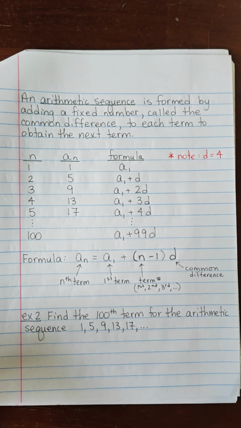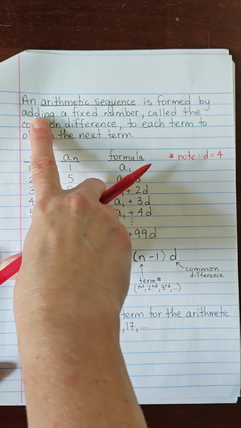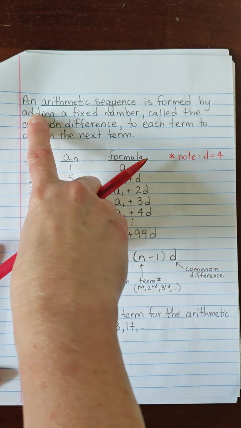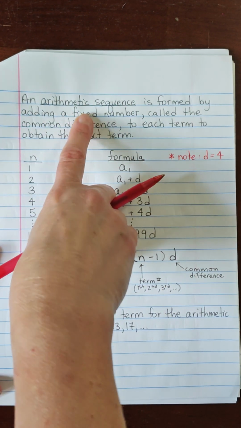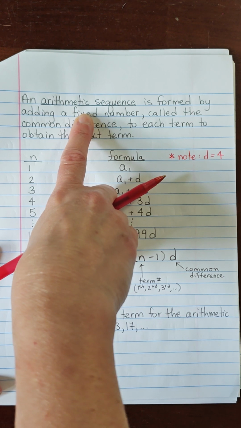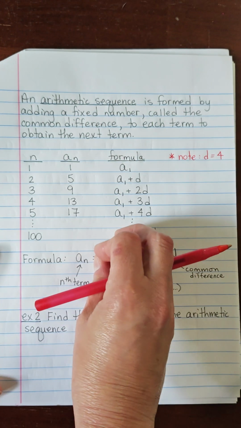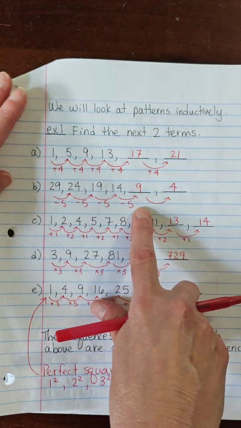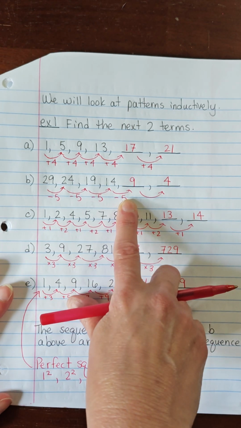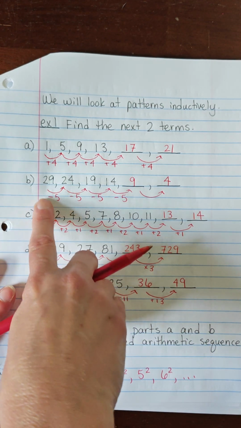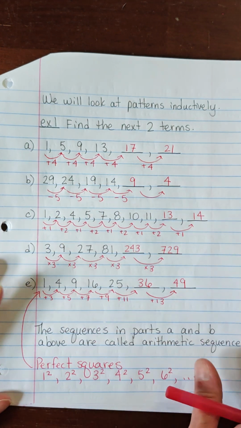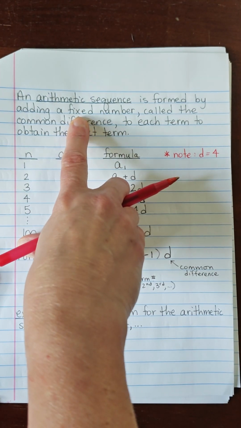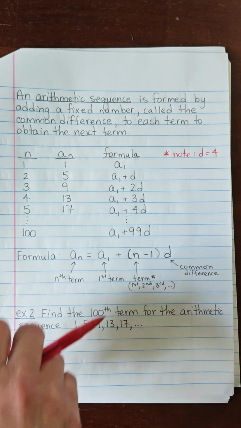Okay, so an arithmetic sequence is formed by, the definition says, adding a fixed number called the common difference to each term to obtain the next term. Now we only say adding because if that fixed number is negative, we know that adding a negative is the same as subtraction. So flipping back here, I can still look at this as adding the same fixed number. I'm just adding -5 each time. So just keep in mind that even though this says adding, the number that you're adding could be negative, in which case it's going to look like subtraction.